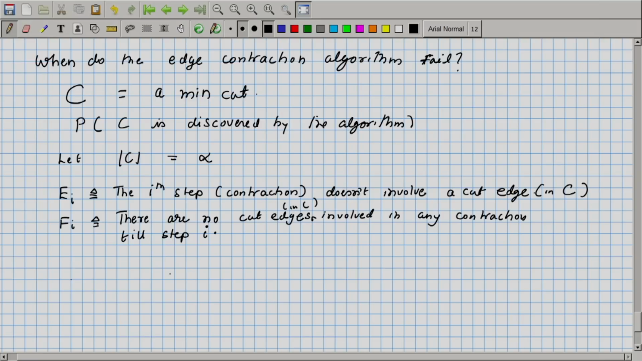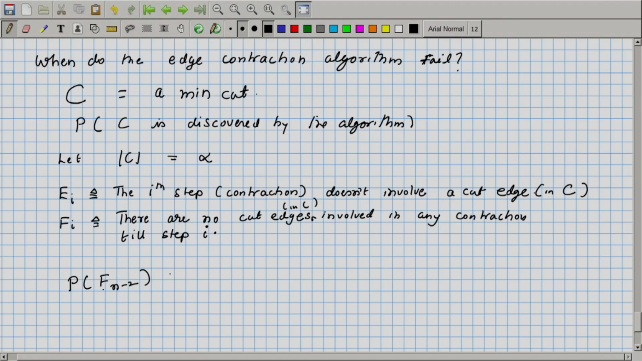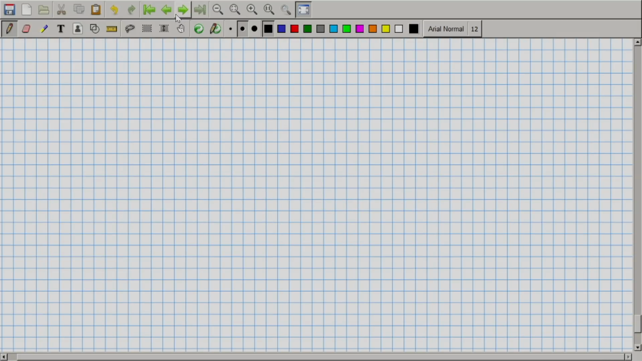What I am really interested in is the probability of F_{n-2}. So, we need to compute the probability of F_{n-2}. How do we compute this? Let us look at the probability that in the very first step we will choose, so probability of E_1. We know that the probability of E_1 and the probability of F_1 are the same. How do we compute this?